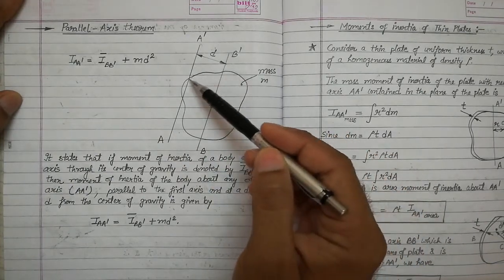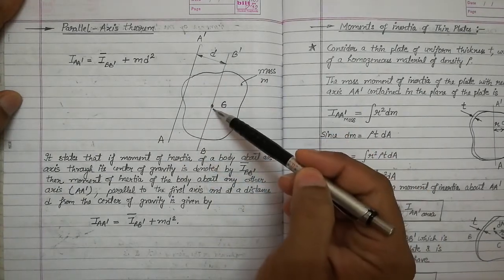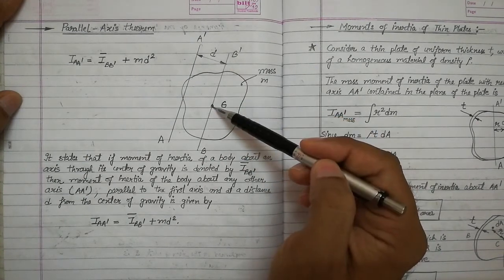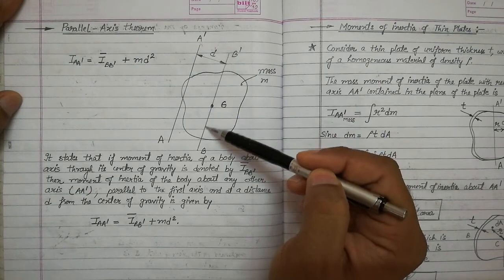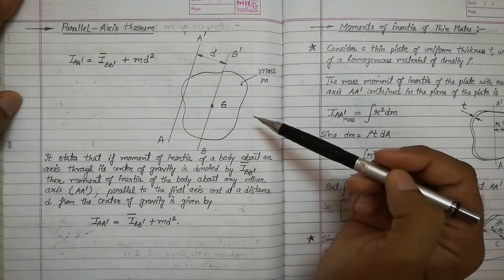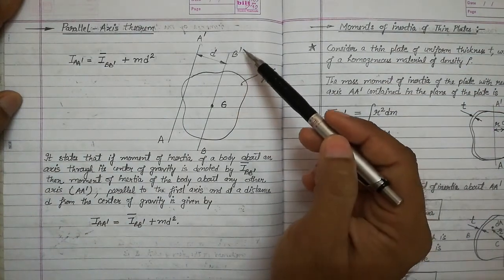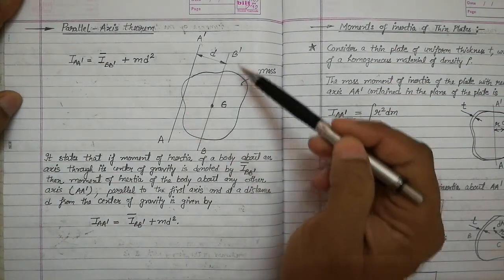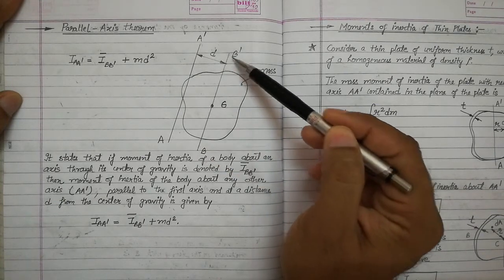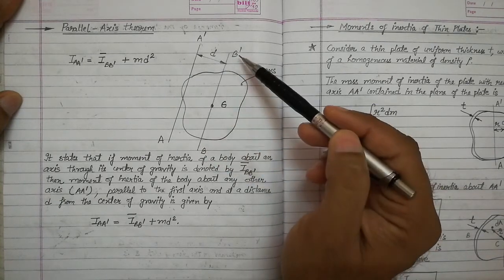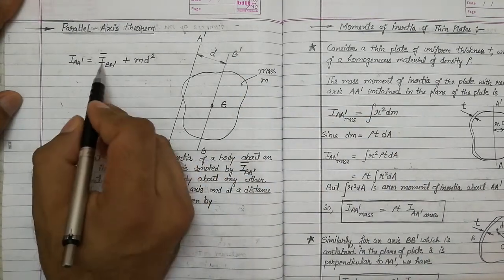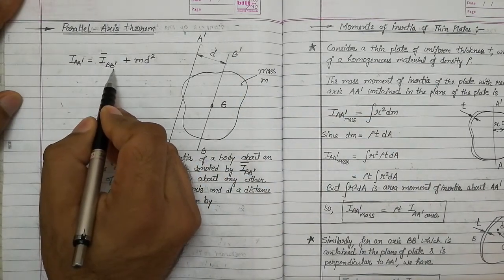Suppose we have a rigid body and this is the center of gravity of that rigid body, and let us say from that center of gravity one axis is passing, labeled as b dash b. Let us say we know the moment of inertia of this body along that centroidal axis, and that moment of inertia is given by I bar b dash.